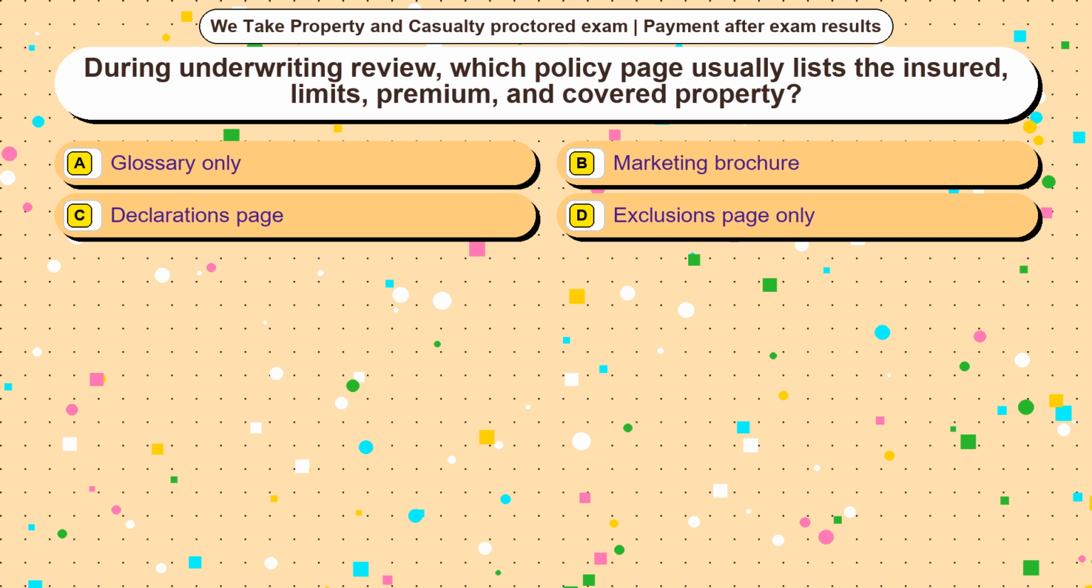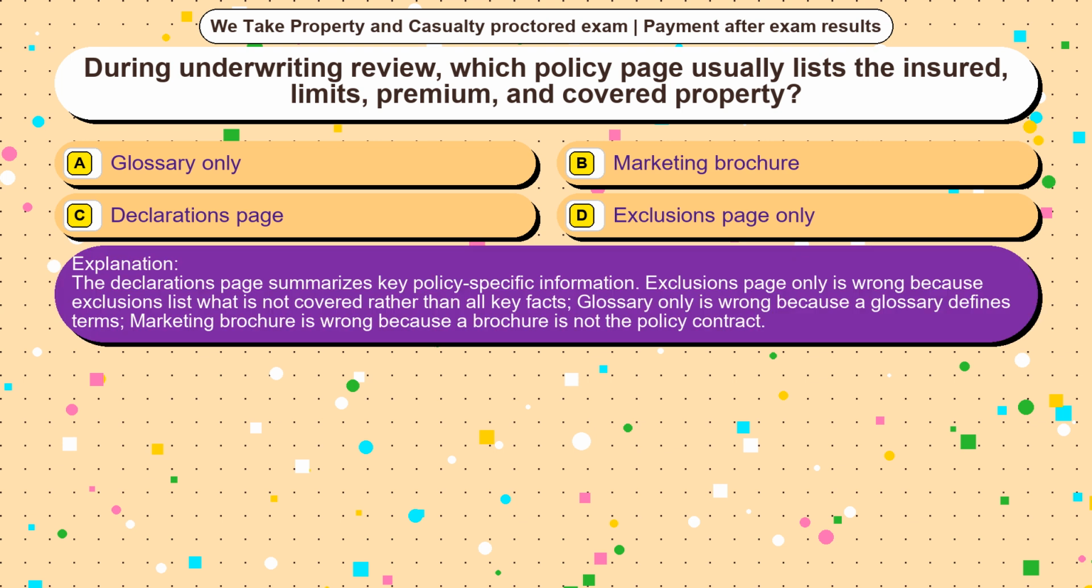The correct answer is option C. The declarations page summarizes key policy-specific information. Exclusions page only is wrong because exclusions list what is not covered rather than all key facts. Glossary only is wrong because a glossary defines terms. Marketing brochure is wrong because a brochure is not the policy contract.